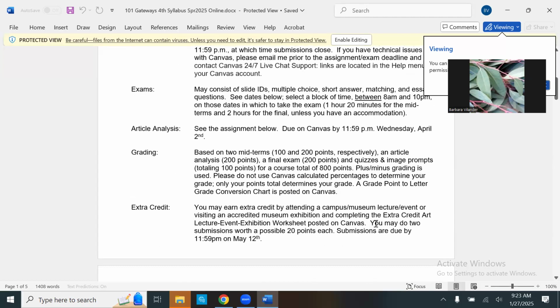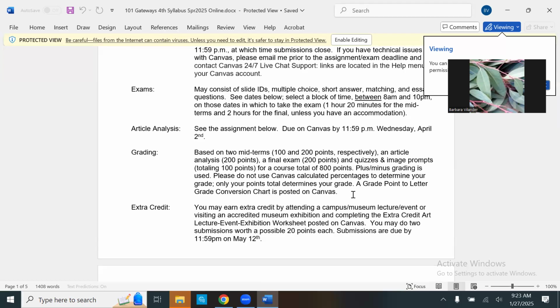So the grading is based on the 2 midterms. They're 100 points respectively. An article analysis, which is worth 200 points, and a final exam, AKA a third midterm, which is worth 200 points. The quizzes and image prompts total 100 points. So for a course total of 800 points. Plus minus grading is used.